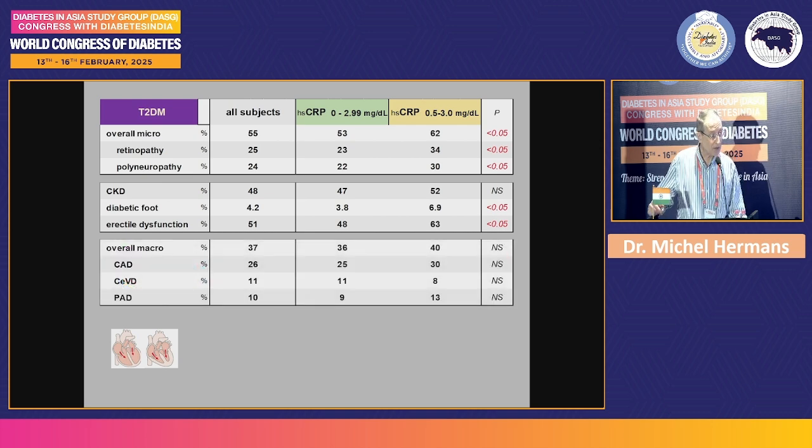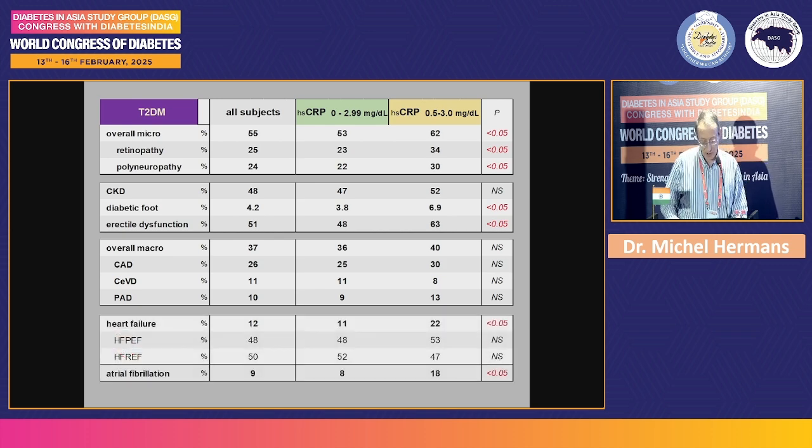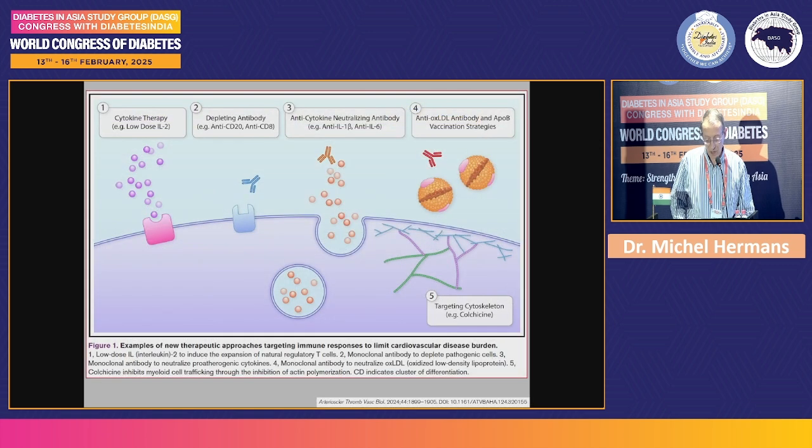Oddly enough, I didn't find any significant increase in coronary artery disease or cerebrovascular disease or peripheral artery disease. But talking about the heart, their heart failure prevalence was doubled, which I didn't realize before I did the analysis, and they had more than double prevalence of atrial fibrillation, which is a comorbidity of heart failure and vice versa. So that's how they look, my patients.